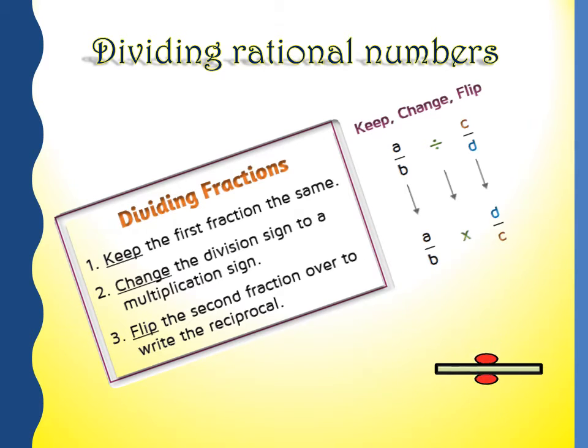From the previous slide, I can now explain the rule of dividing rational numbers or dividing fractions. If I have two fractions or two rational numbers dividing, I can keep the first one and exchange the division sign by multiplication, and flip the second rational number by finding the reciprocal of it, and multiply as normal.